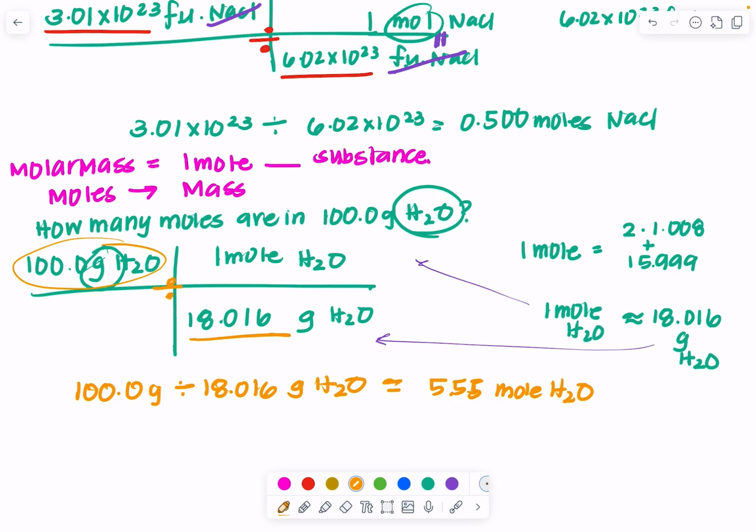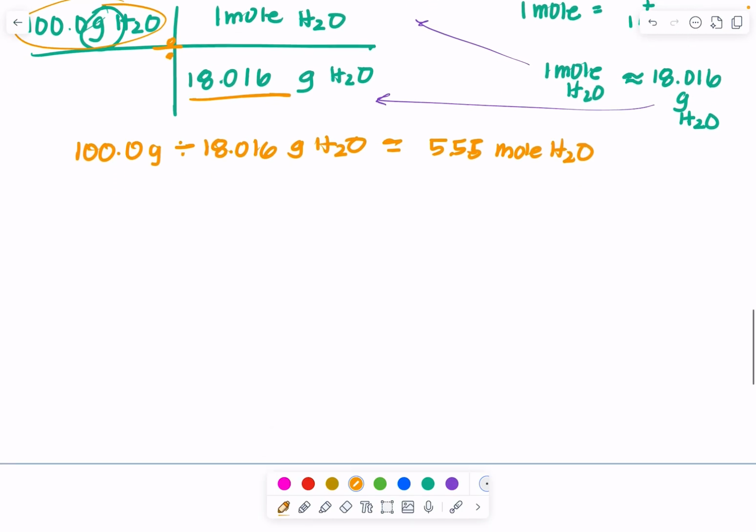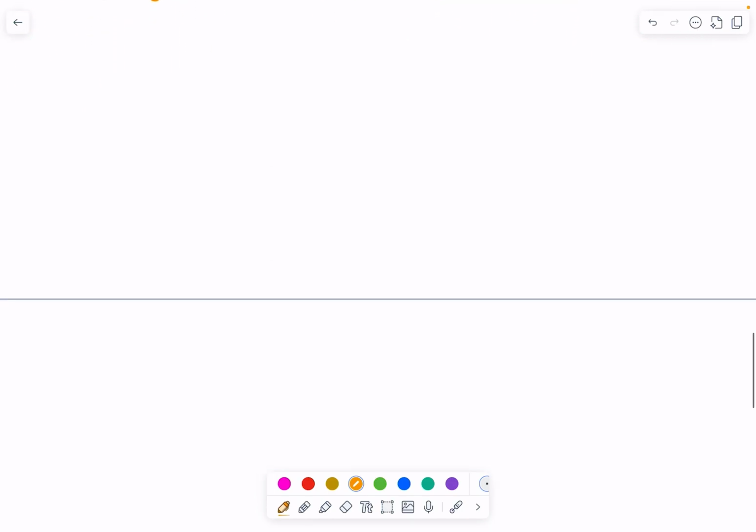And again, if you were going from mass to moles, you would just flip things around. Last thing as far as some of this kind of difficult math is, what if we want to go from mass to representative particles?